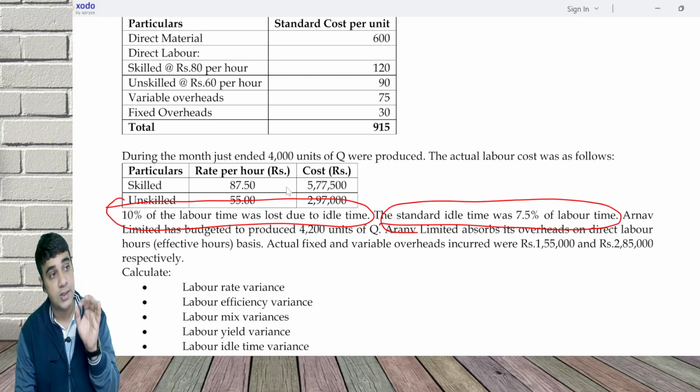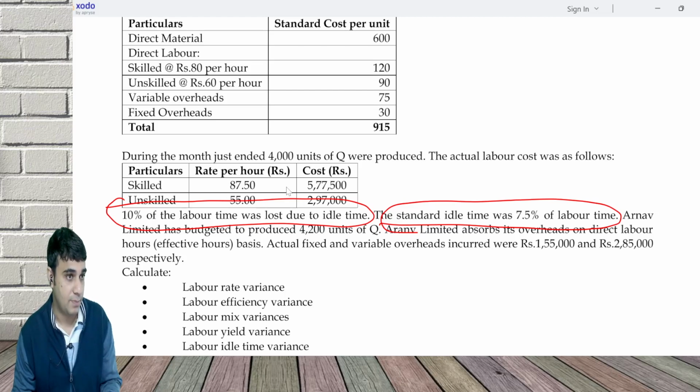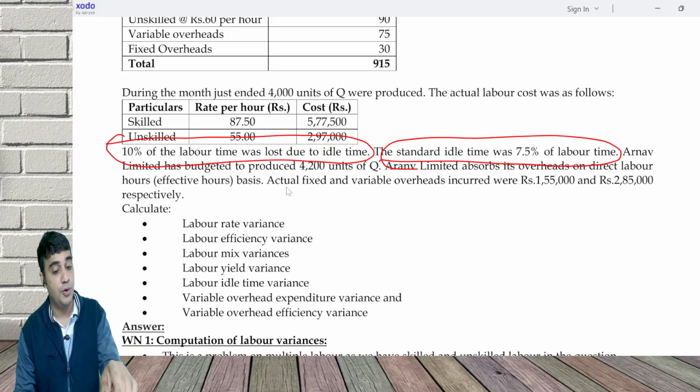In short, this is a multiple labor without idle time problem. When you do the other question, at that time I'll tell you this is a multiple labor with idle time, because it said 10 percentage of the time has been lost, whereas we should have lost only 7.5%.